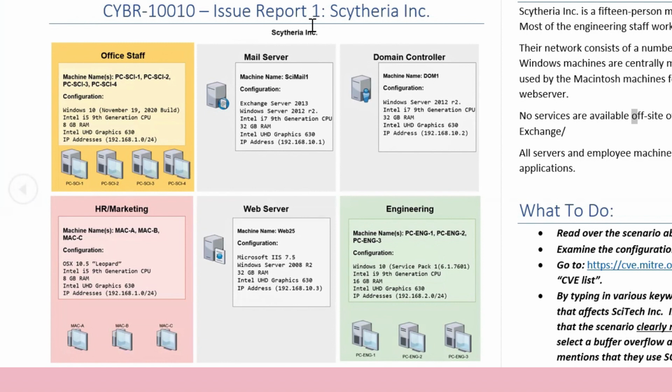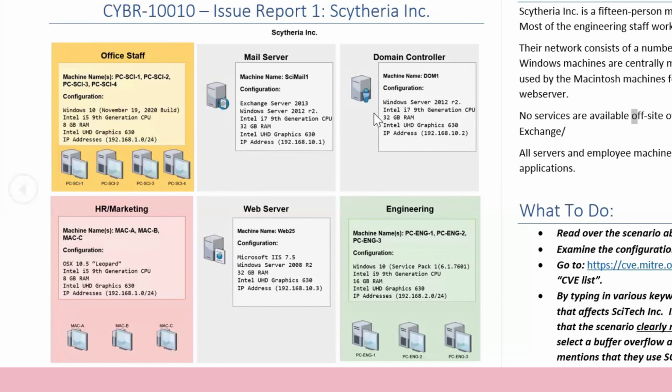But looking at the servers from the diagram, they have the domain controller server, the employee server, the HR, the marketing server, the application server, and the employee machine server. Like how many servers are there? One, two, three, four, five, I think six servers, right? Actually, I think it's just three though.